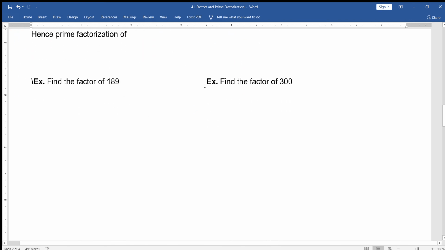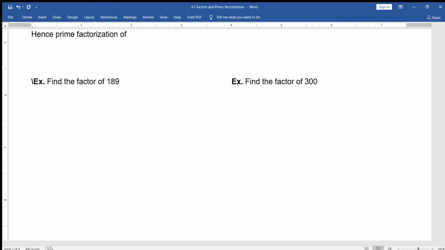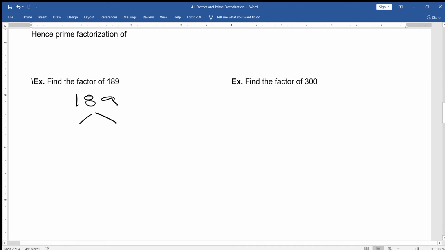Let's have another example. 189. So again, first of all, we start with 189 at the very top, and we find two numbers that divide 189. 189 divided by 2 is not possible, so let's try 3, and you'll get 63. We can split 189 into 3 times 63.